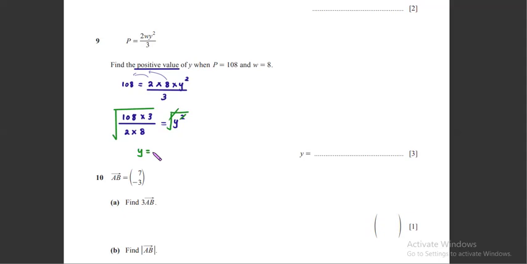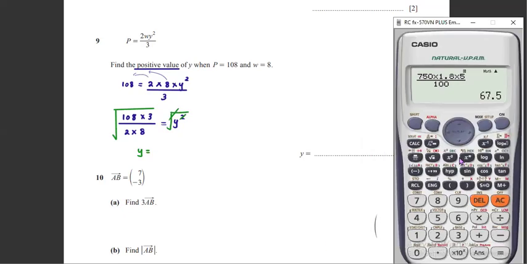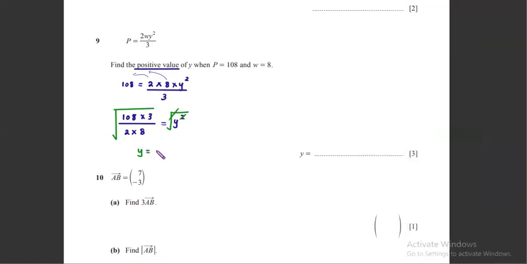Instead, I can put this in the calculator and see what I get as the answer. So I'm going to put the square root, fraction bar. I have 108 times 3, and in the denominator, I've got 2 times 8. When I solve this, I get 9 over 2, which is the same as 4.5, which means the value of y is 4.5. So that is the positive value for y.